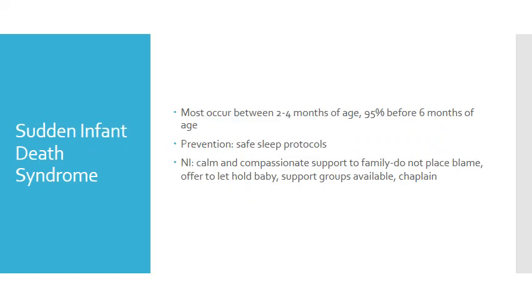Sudden infant death syndrome. I feel like maybe you talked about this last semester a little bit, but we're going to focus on the care of the parents after this happens. SIDS is most common between 2 to 4 months of age, and 95% of cases are before 6 months of age. It's more common in boys, babies with low birth weights, and those from a lower socioeconomic class. So those are the risk factors. Good to know.